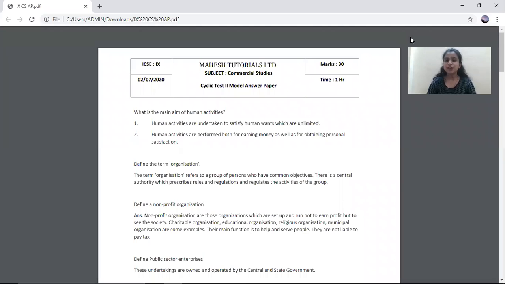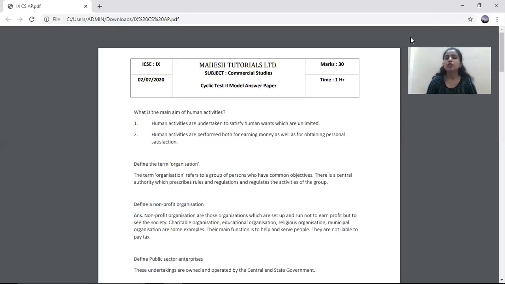The subject that we're going to discuss is Commercial Studies or CS. Now this was a 30 marks paper, right? Unlike Cyclic Test 1 paper, which was of only 20 marks, right? Now students, the portion that this paper covered included commercial and non-commercial organization. It included the chapters profit and non-profit organization, sole proprietorship and Hindu undivided family business, and also business activities, right?